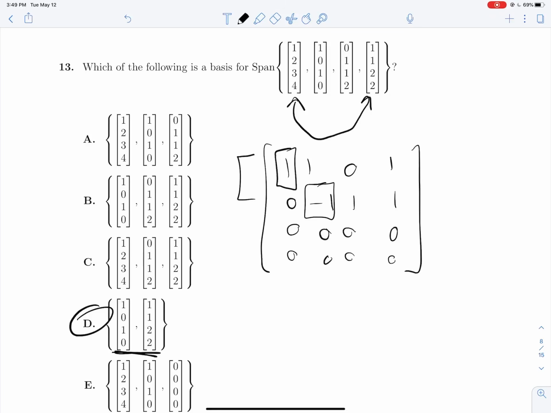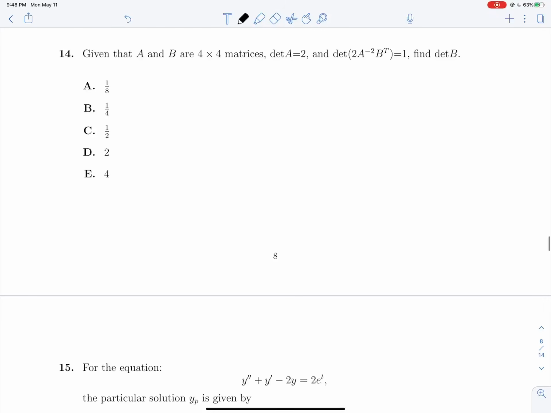Sometimes they will pull that on you, but you could have just skipped all that work by trusting yourself with your row reduction and saying, okay, we know that our answer has to have only 2 vectors in it because we only have 2 pivots in our reduced echelon form, and so we'll just go with D anyway.